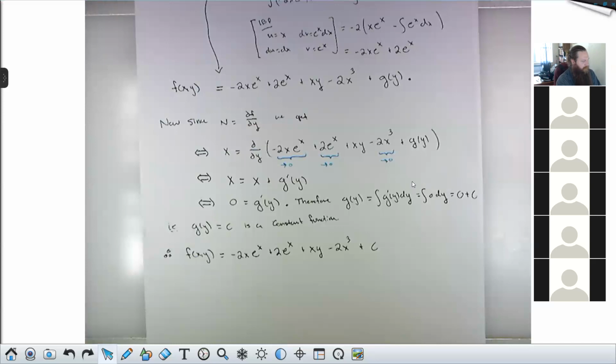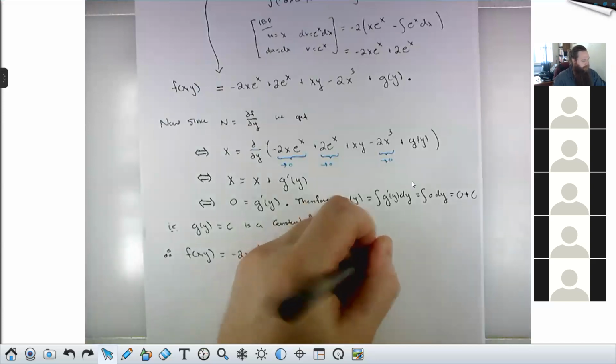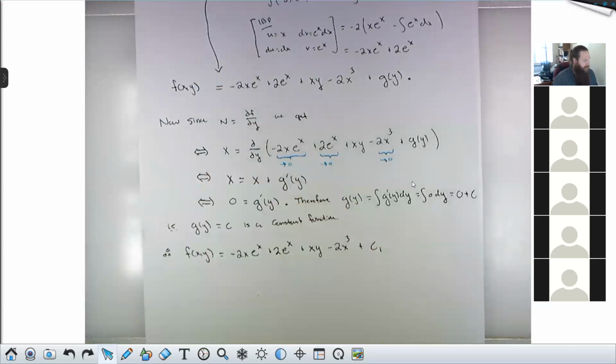I'm going to go ahead and call this constant C1. Because remember, the idea is that to get the level curves, we usually use a constant. Actually, let me triple check something here. Yeah, this is good. All right.